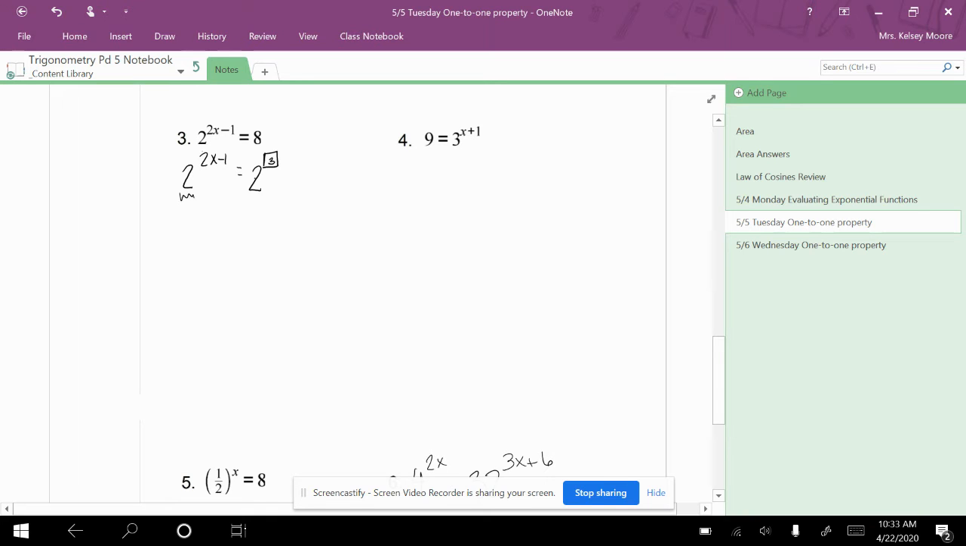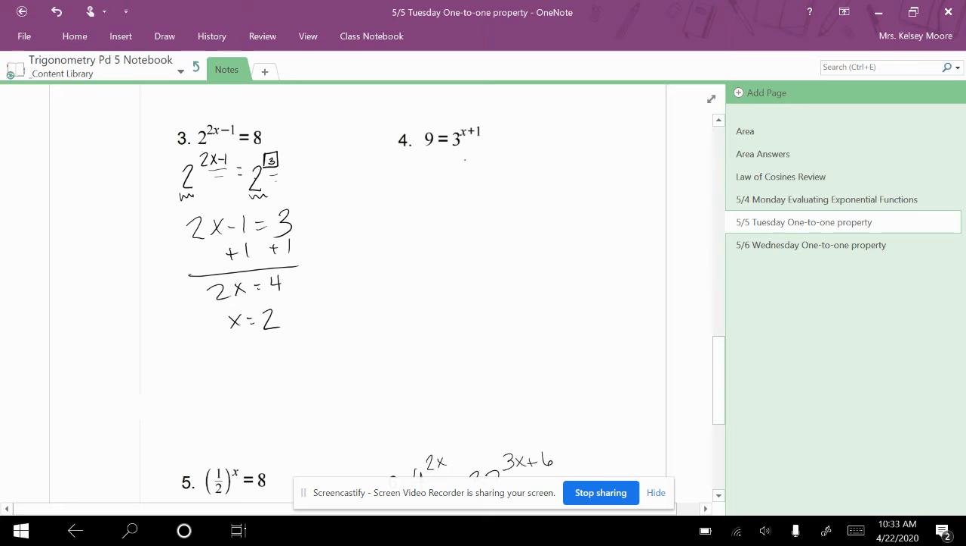Now I have my bases as being the same, and so therefore you can set your exponents equal to each other. So you can set 2x minus 1 equal to 3. And then solve it for x. Okay, so if the bases are not the same, you need to make the bases be the same. So you're going to have to somehow figure out what base and what exponent to get that number.